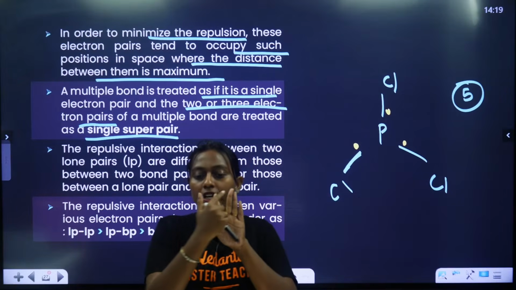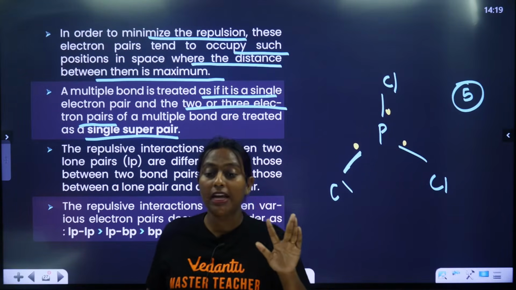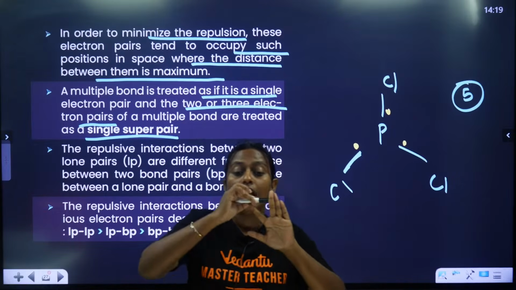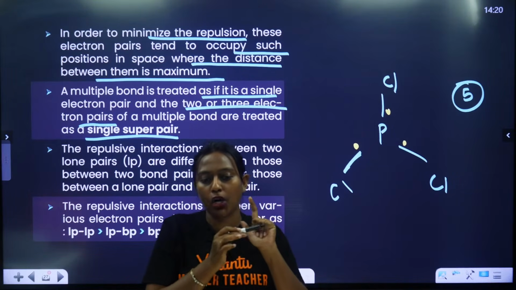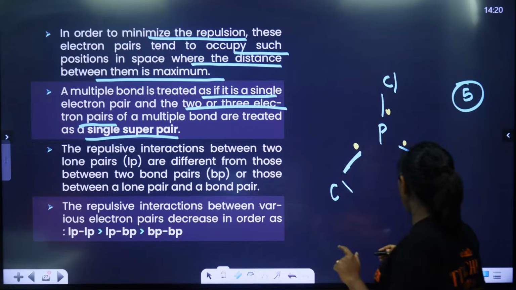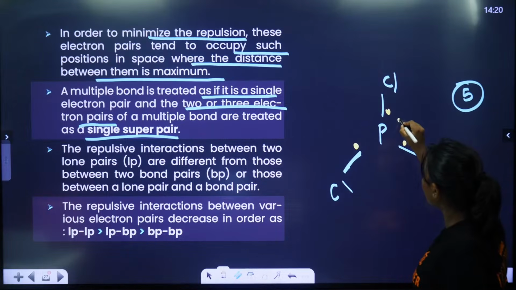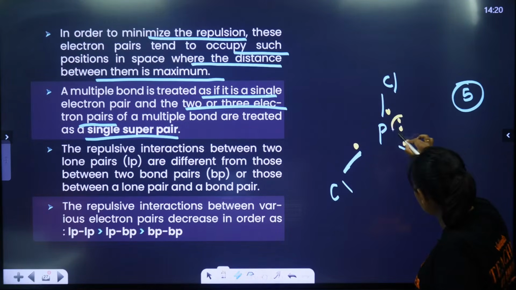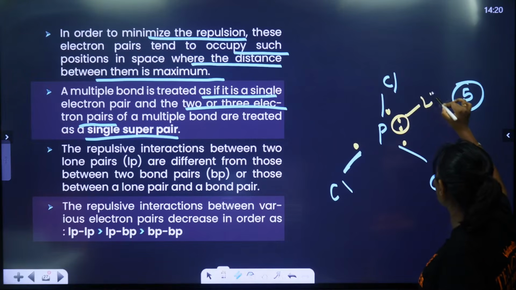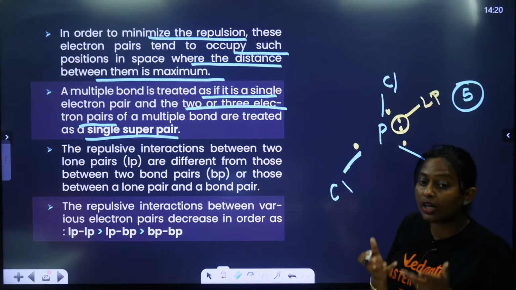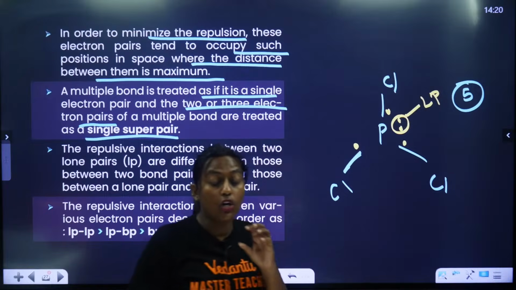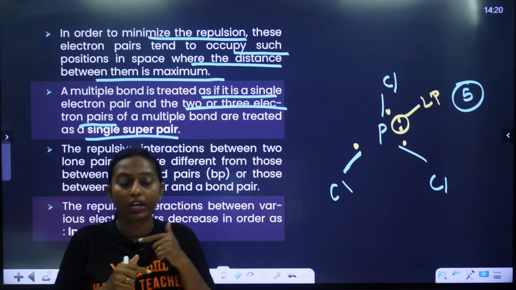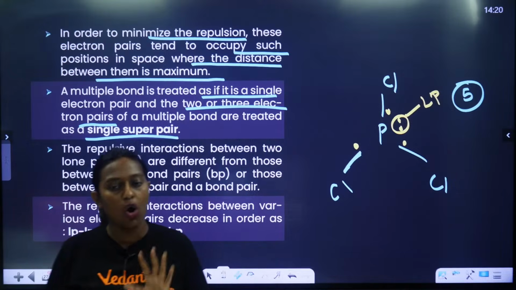From these 5 valence electrons, 3 electrons will make bond pairs, and the rest 2 electrons are not making any bond pair. This electron pair is called a lone pair. Non-bonded electrons are known as lone pairs, and bonding electron pairs are known as bond pairs.